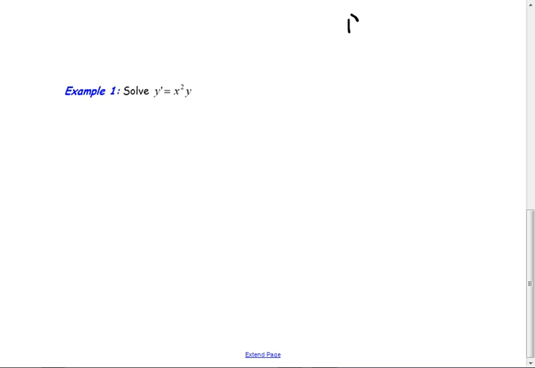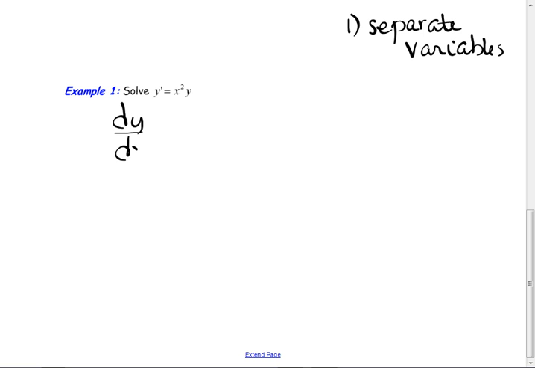So the first thing you do is you separate the variables. And if you don't separate them, it's just wrong. Each one of these steps is a point. This is the easiest thing you can prepare for. So I have dy dx is equal to x squared y.